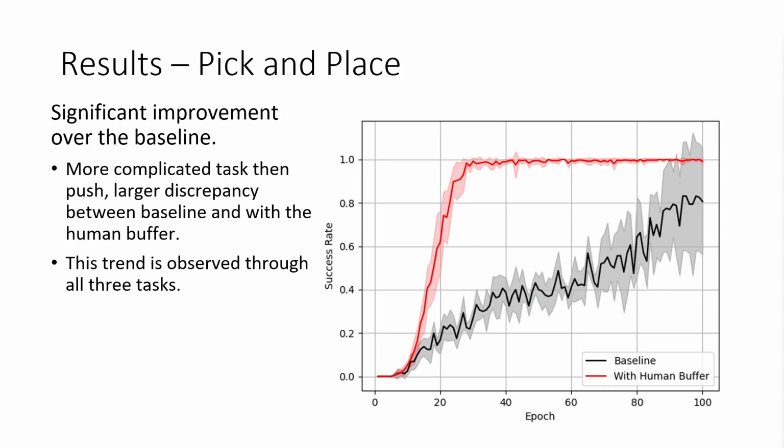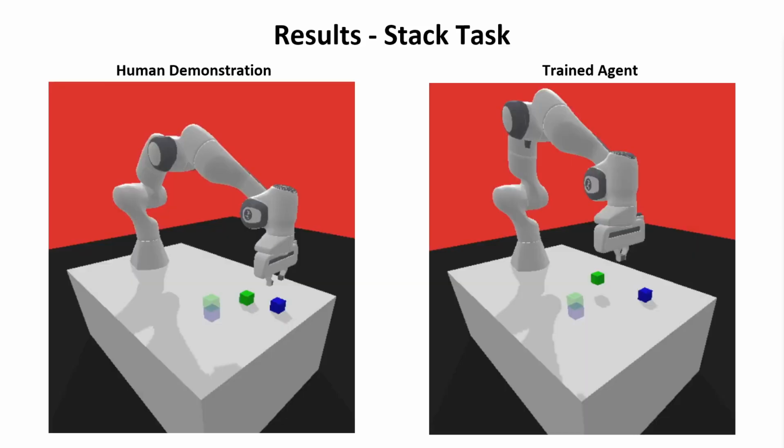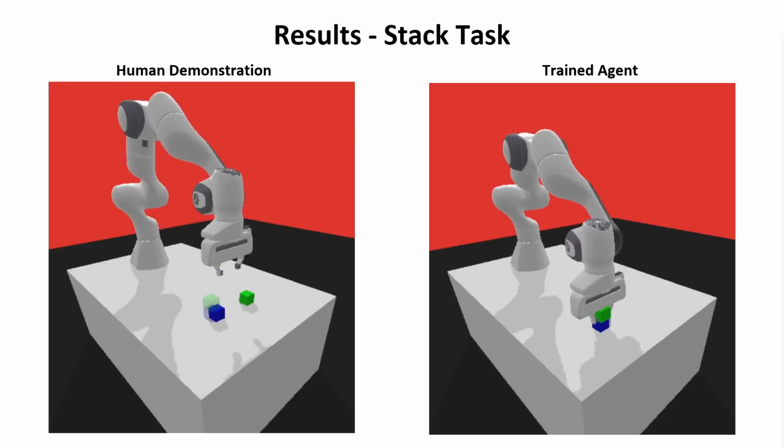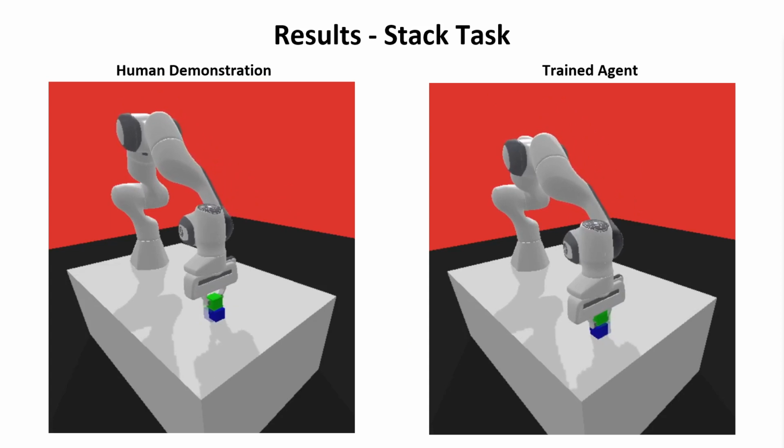Next, we tested our methodology on the more complicated task of pick and place. For this task, the agent has to learn to pick up the block and carry it to the goal location. Here, we can see a stark difference between the baseline and our method, with a 75% decrease in time till 80% success rate. This pattern of increased complexity leading to a more dramatic improvement over baseline extends to the stack task.